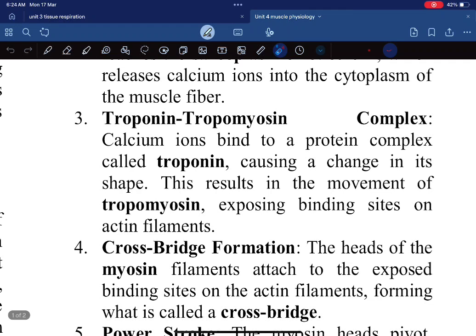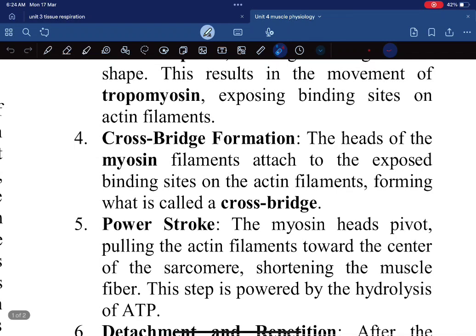Third, troponin tropomyosin complex. Calcium ions bind to a protein complex called troponin, causing a change in its shape. This results in the movement of tropomyosin, exposing binding sites on actin filament. Fourth, cross bridge formation. The heads of the myosin filaments attach to the exposed binding sites on the actin filament, forming what is called cross bridge formation.